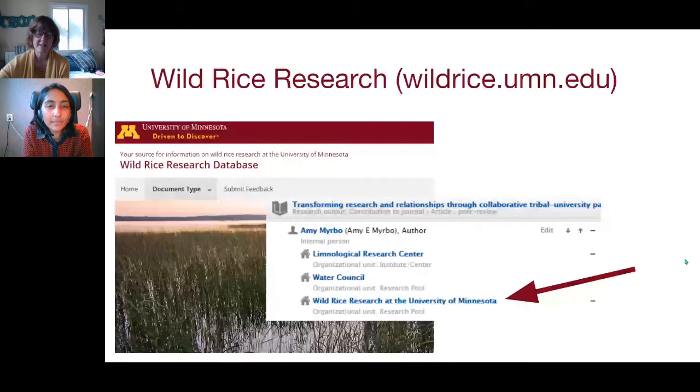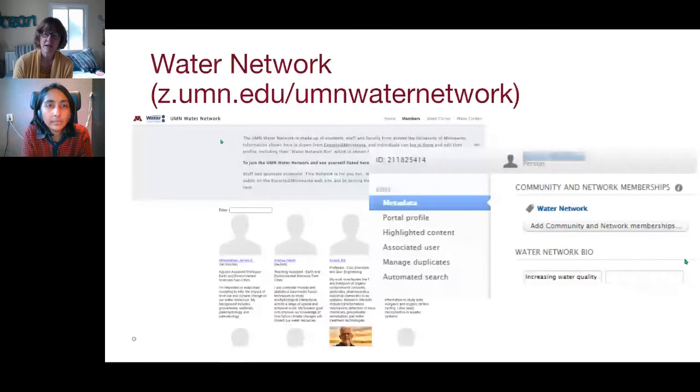We figured out a different way to implement a similar solution a couple of months ago for the water network, which is a new community that's formed up at the university that goes across all 5 campuses. Anybody in the university community who does anything with water can join.